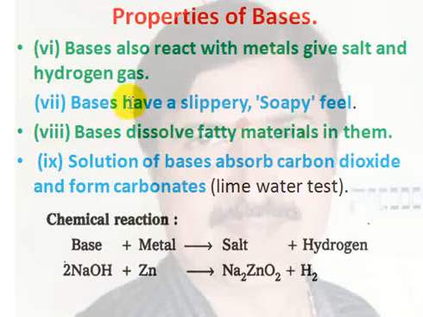It refers to this when metals react with sodium hydroxide. Sodium hydroxide is a base. This base reacts with metal to produce one salt and hydrogen gas. Okay, you have discussed some properties of bases in this class.